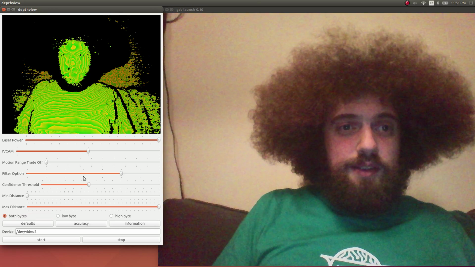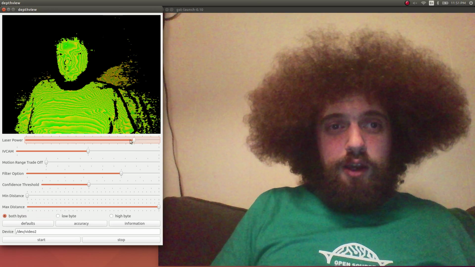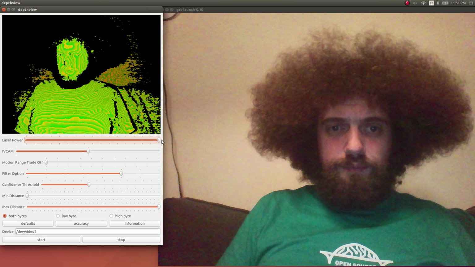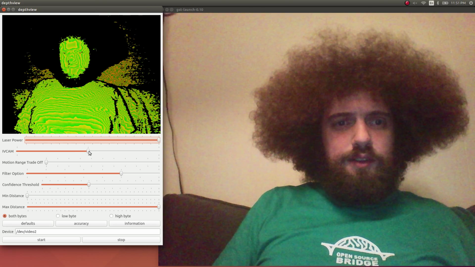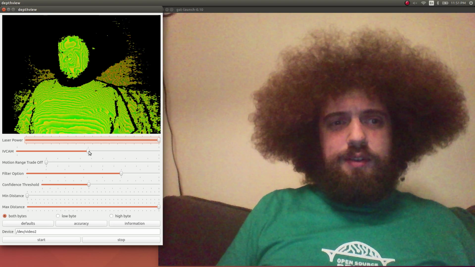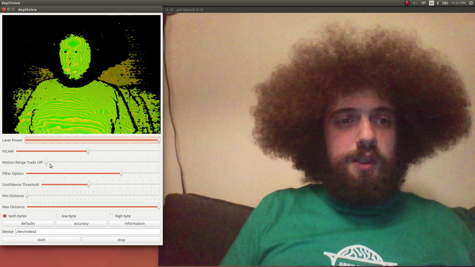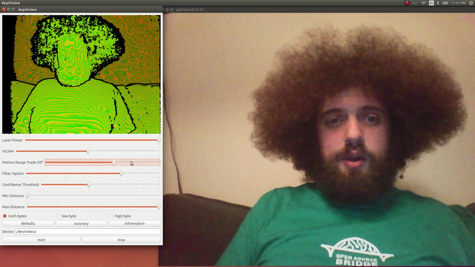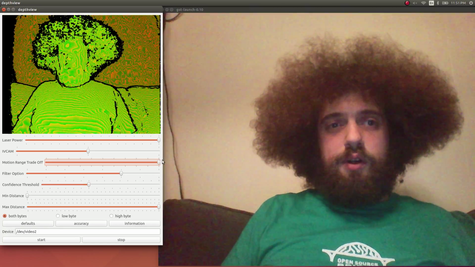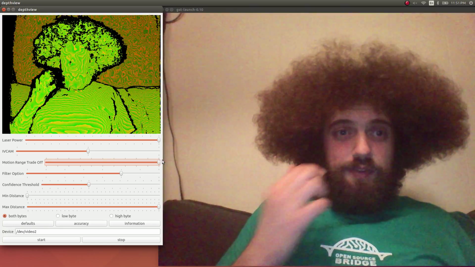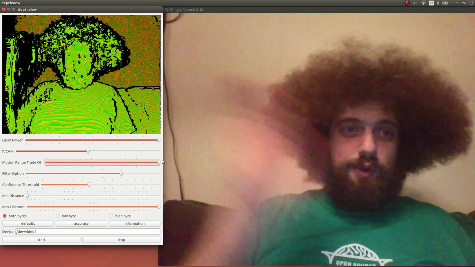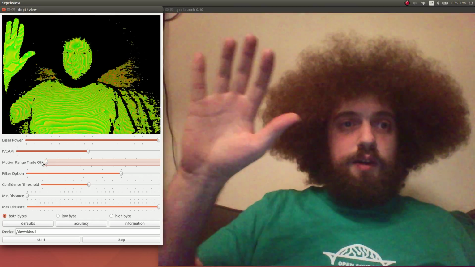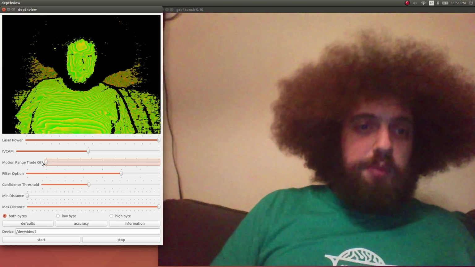So besides that, I can control how bright the laser is, and that affects the range a lot. With this camera you get a little bit more detail if you have this up higher than lower. Motion range trade-off, that's a big one, where it basically gives you more range in exchange for not updating the image as fast, and so you can get this broken stuff when I move quickly versus if I have it down. I can move faster and have it pick it up.